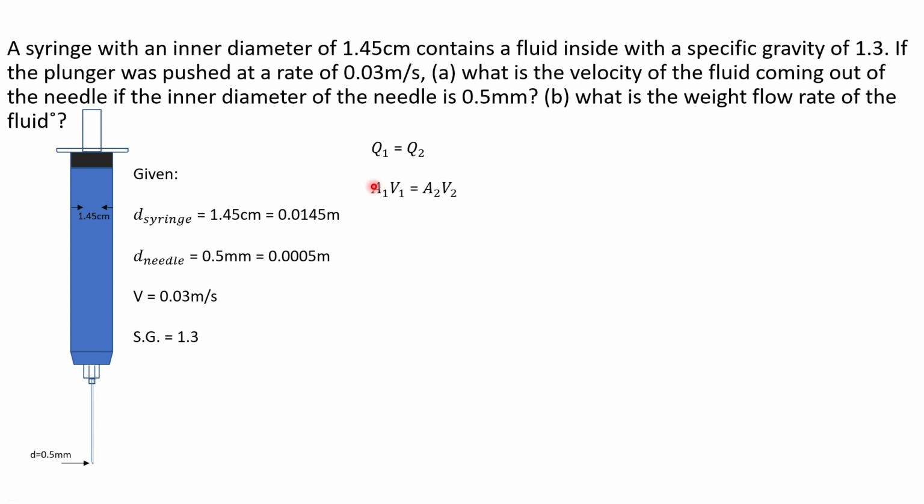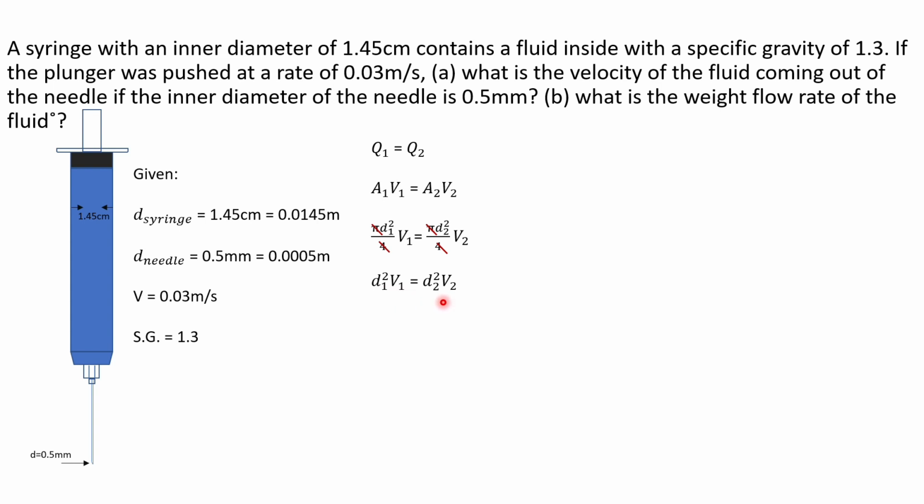So we are going to convert this equation into A sub 1 V sub 1 is equal to A sub 2 V sub 2. And the area is equal to pi d squared over 4. We have constants on both sides of the equation, so we can cancel the pi and we can cancel the 4. So what will be left in our equation is d sub 1 squared times v sub 1 is equal to d sub 2 squared times v sub 2.